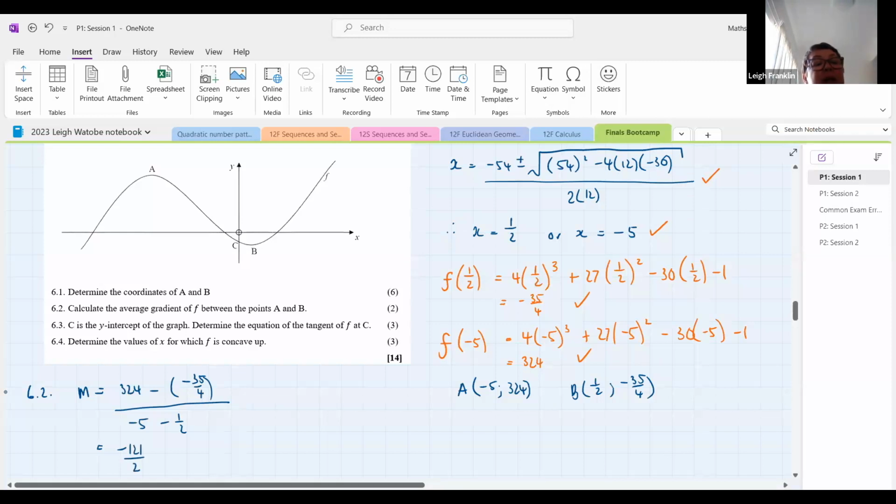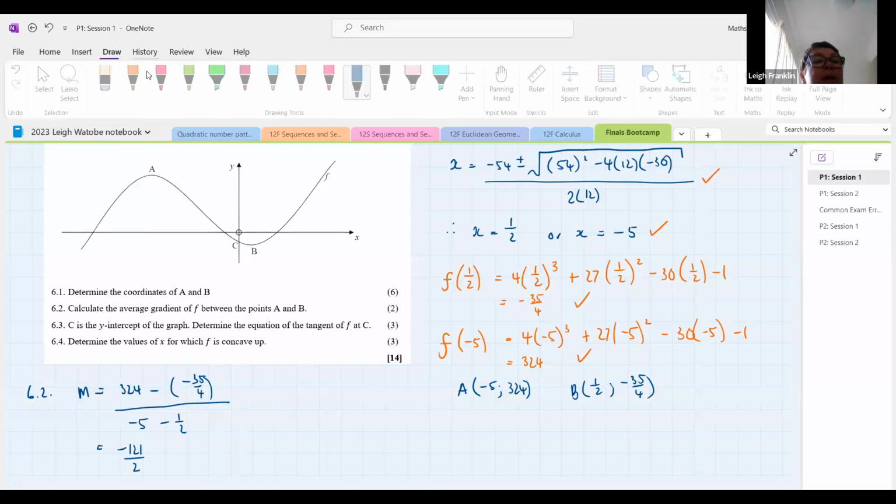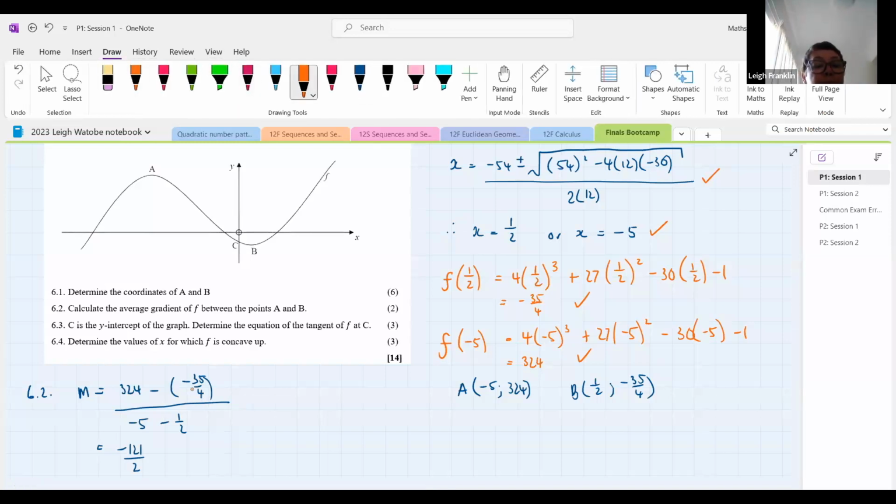Okay, and we were expecting a negative answer because we know that the function is decreasing between A and B. So negative 60.5. All right, so 2 marks, 1 mark for subbing in, and another mark on the answer.